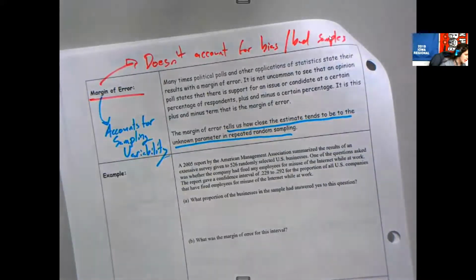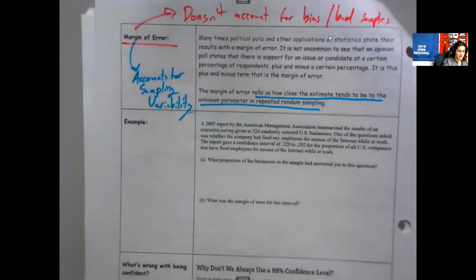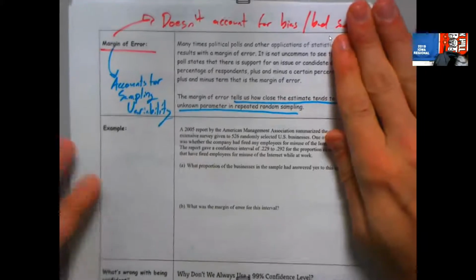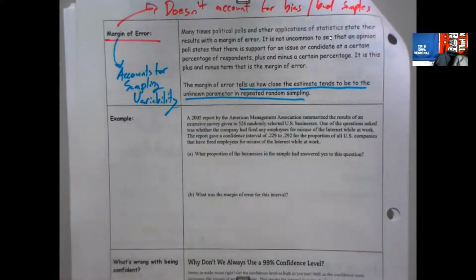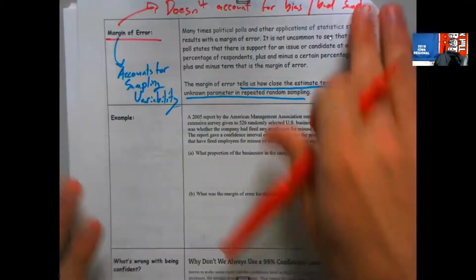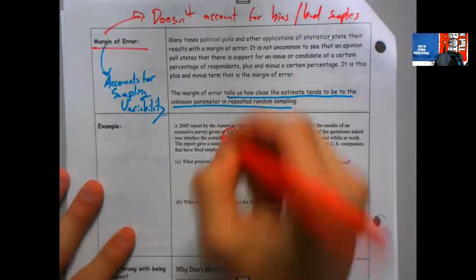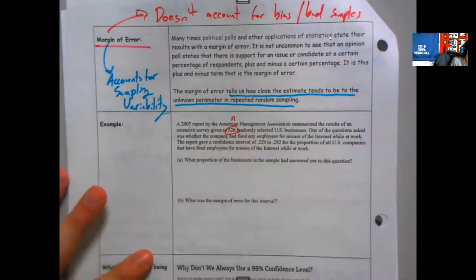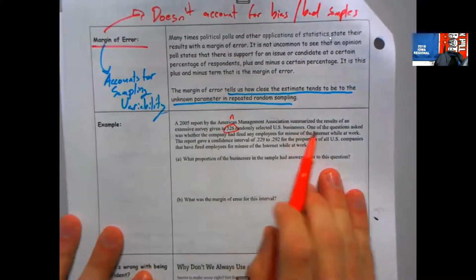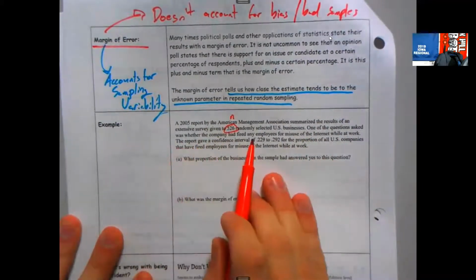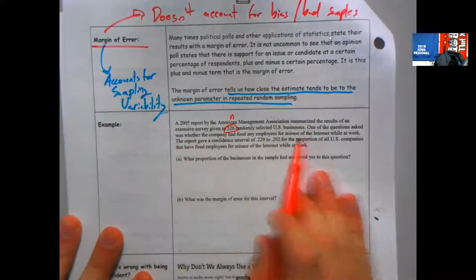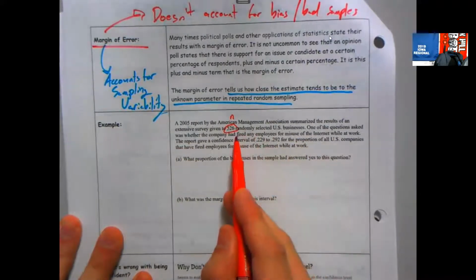So let's take a look. Normally I'd issue this next problem as a challenge, but I'll do it with you. In 2005, the American Management Association did a little survey, 526 randomly selected US businesses. I'd probably circle 526 and write a little n by it because that is our sample size. One of the questions asked was whether the company had fired any employees for misuse of the internet while at work. Fired any employees.